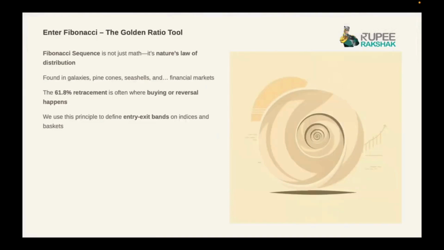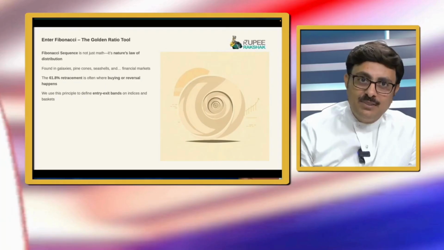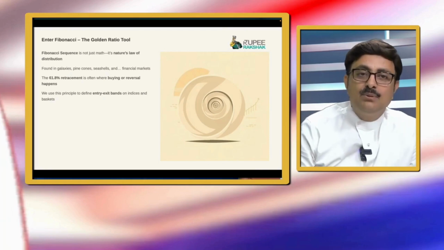So moving on to the next part, the Fibo. We talked about funda, now we will talk about the Fibonacci. If you have looked at it, in fact it is the Fibonacci sequence. A lot of people learn this in maths, in statistics. It is nature's law of distribution, and it is found in galaxies, in pine cones, seashells, and it is also there in financial markets. Wherever you want to predict something, the future probabilities, you use this.